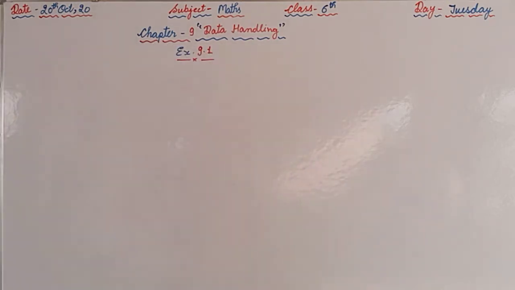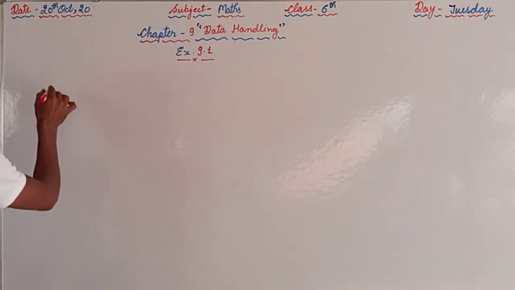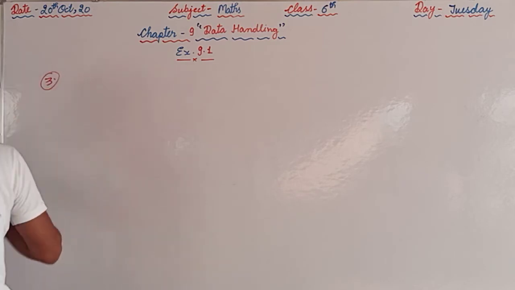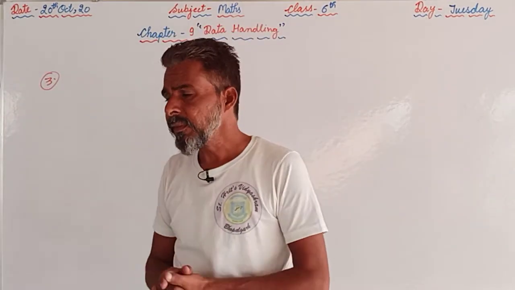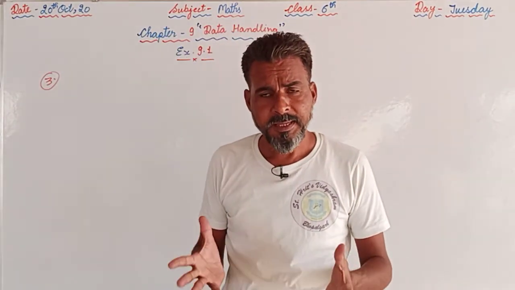Now first of all we are supposed to read question number 3. What kind of information is given in that? Catherine threw a dice 40 times and noted the number appearing each time as shown below. Mark that, make a table and enter the data using tally marks. So first part is that we are supposed to make the table using tally marks.